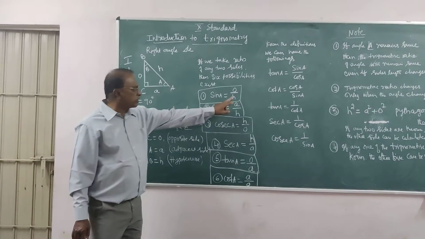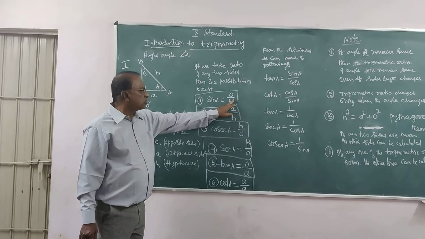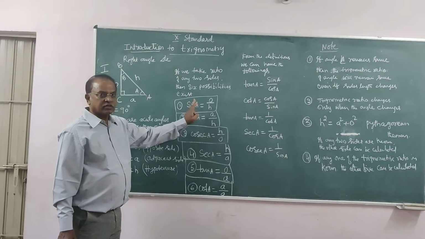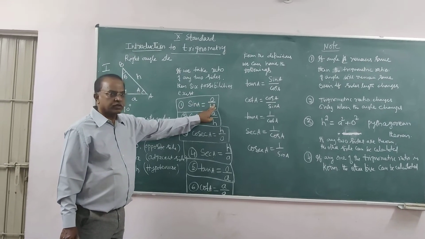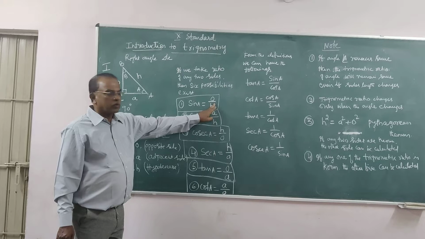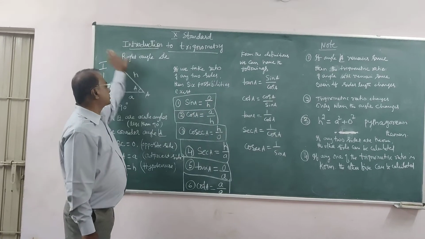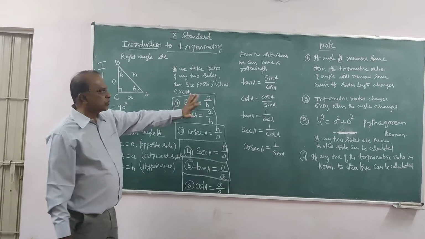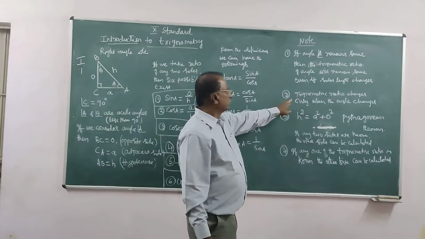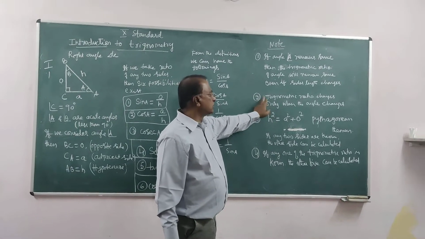Because this trigonometric ratio depends on the angle. If the angle changes, the ratio changes. If the angle remains the same, the ratio remains the same, even if the sides change. This is an important note. Realize this.